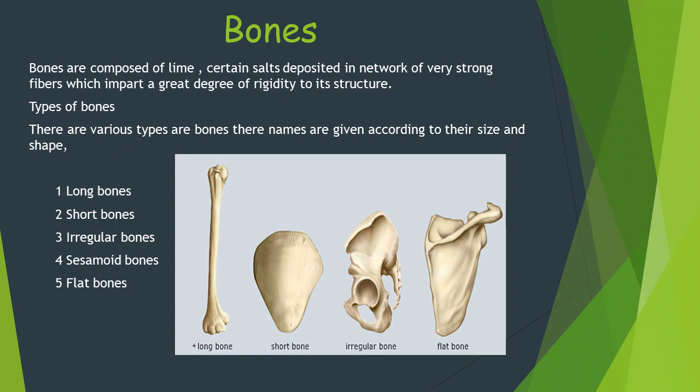Types of bones. There are various types of bones. Their names are given according to their size and shape. 1. Long bones. 2. Short bones. 3. Irregular bones. 4. Sesamoid bones. 5. Flat bones.